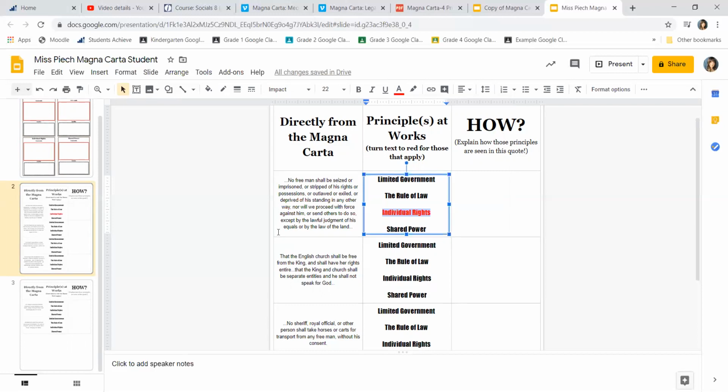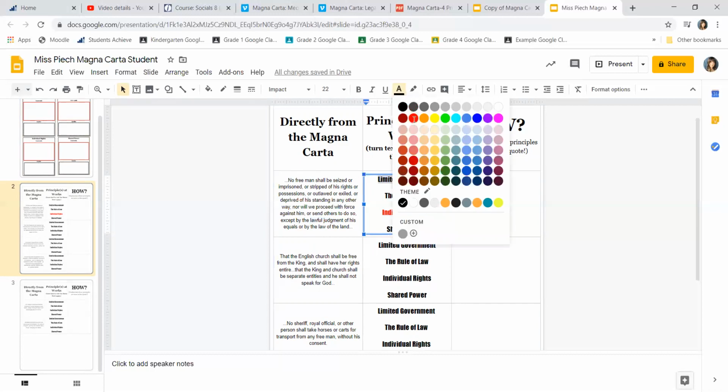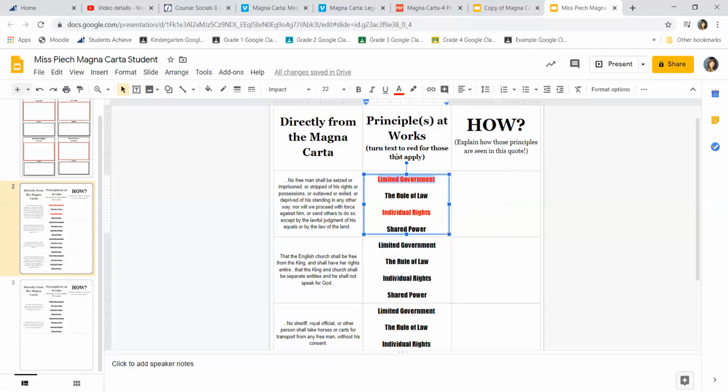But also, when I'm looking at it, they're talking about how you can't just seize or imprison or strip a free man of his rights or possessions. There's a lot of things that you can't do without due cause. There has to be a lawful judgment by his equals or by the law of the land before you can do that. So that means that there's not absolute power, which tells me that we've got a limited government here. The law is what is most important, and everyone has to answer to that, and the government doesn't just have free reign.